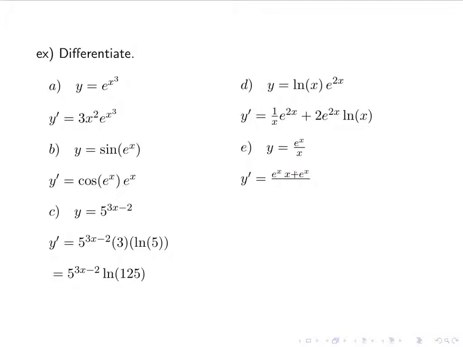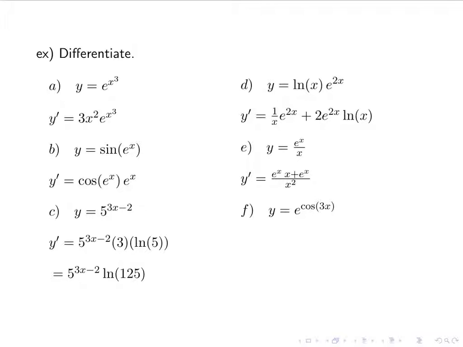So I have a plus here, but that should be a minus. So e to the x times x minus e to the x, and then it gets divided by the bottom squared. So again, just remember that should be a negative. So e to the x, x minus e to the x all over x squared. Just remember that plus should be a negative.